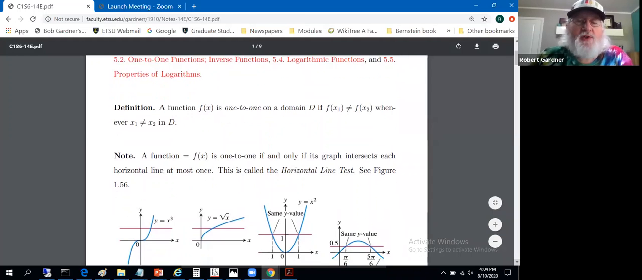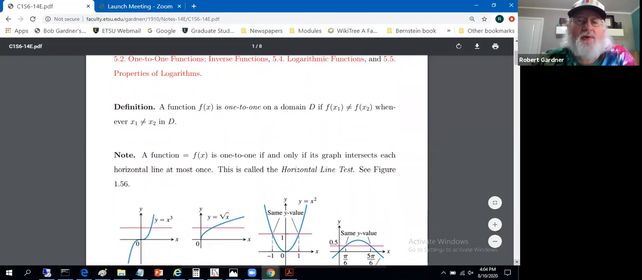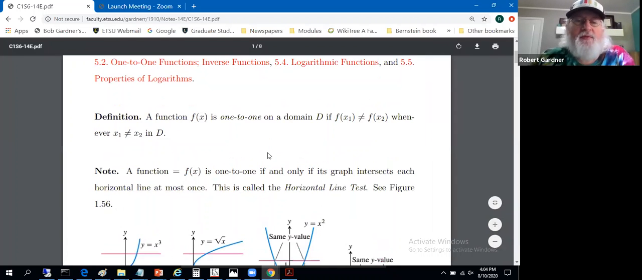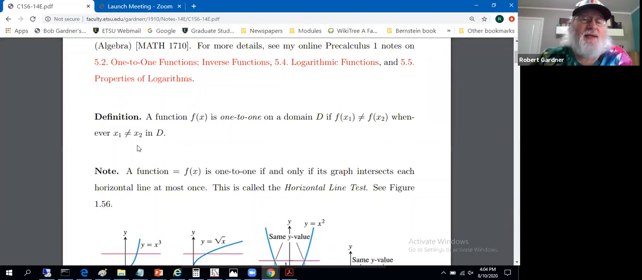So when talking inverse functions, the first topic you always encounter is the concept of one-to-oneness. A function, f, is one-to-one on domain D if f of x1 not equal to f of x2 occurs whenever x1 is not equal to x2 in domain D. In other words, you put different things in, you get different stuff out.